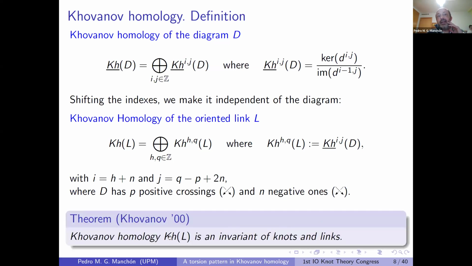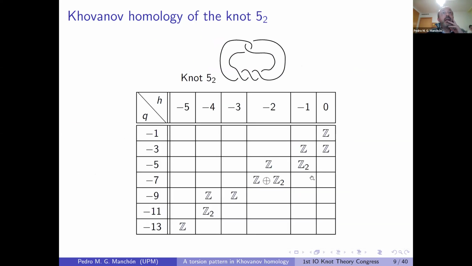Khovanov homology is an invariant of oriented links. This means that this calculation does not depend on the diagram D chosen for representing the link L. Here we have an example, the Khovanov homology of knot 5_2. Rows are indexed by quantum degree, columns by homological degree. For example, we have here a torsion in 3 different quantum degrees.